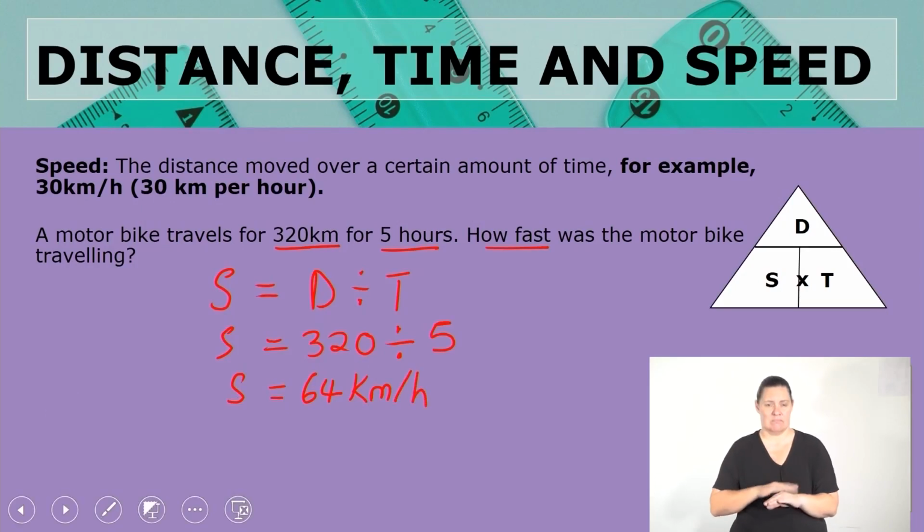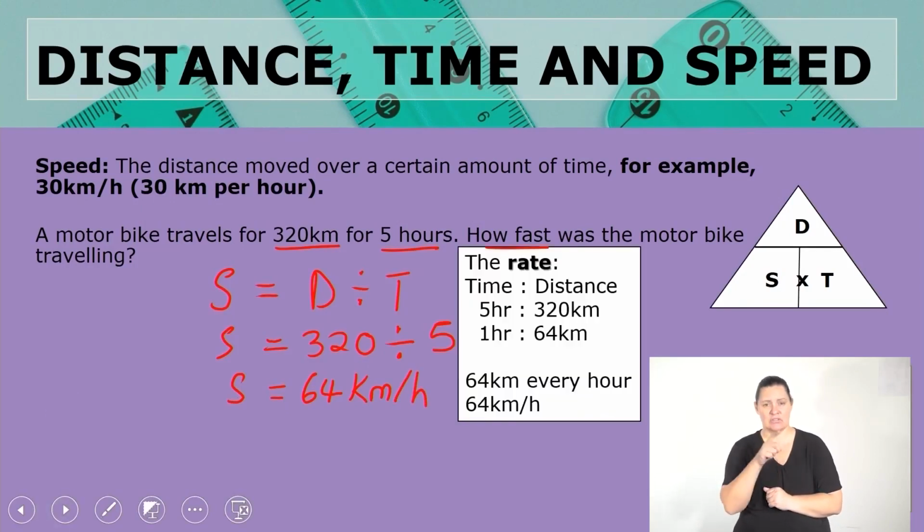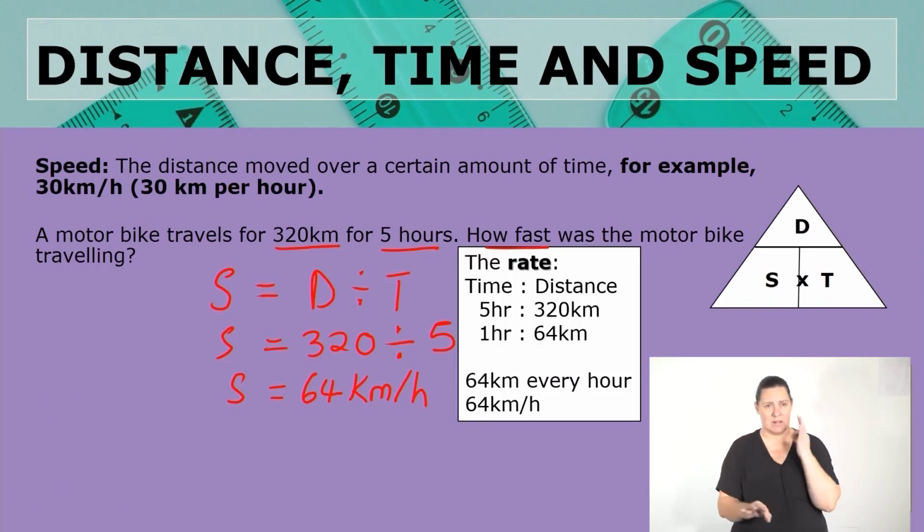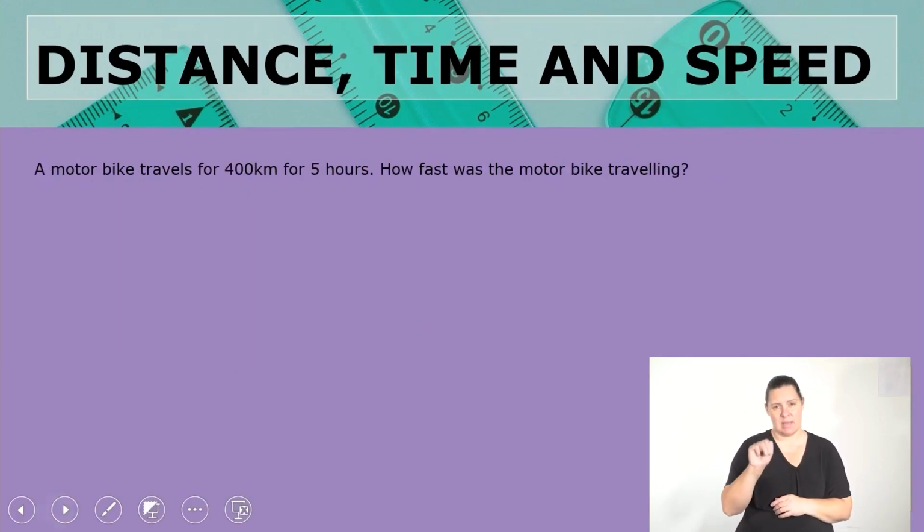That is our speed. Let's look at the rate for this question. So the rate here, let's look at time is to distance. That was 5 hours is to 320 kilometers. When we simplify that, that is 1 hour is to 64 kilometers. 64 kilometers traveled every hour. So our rate there is 64 kilometers per hour.